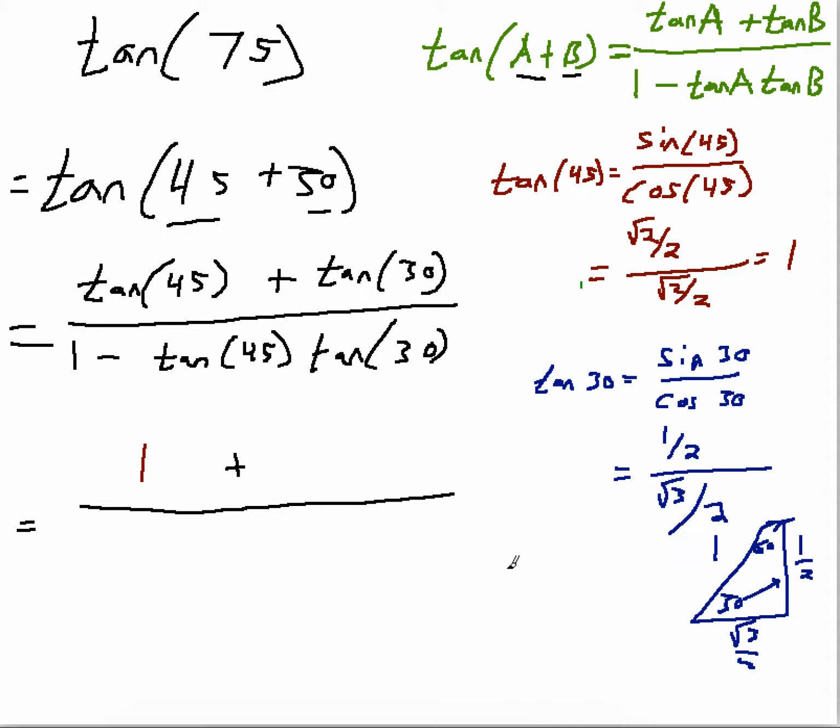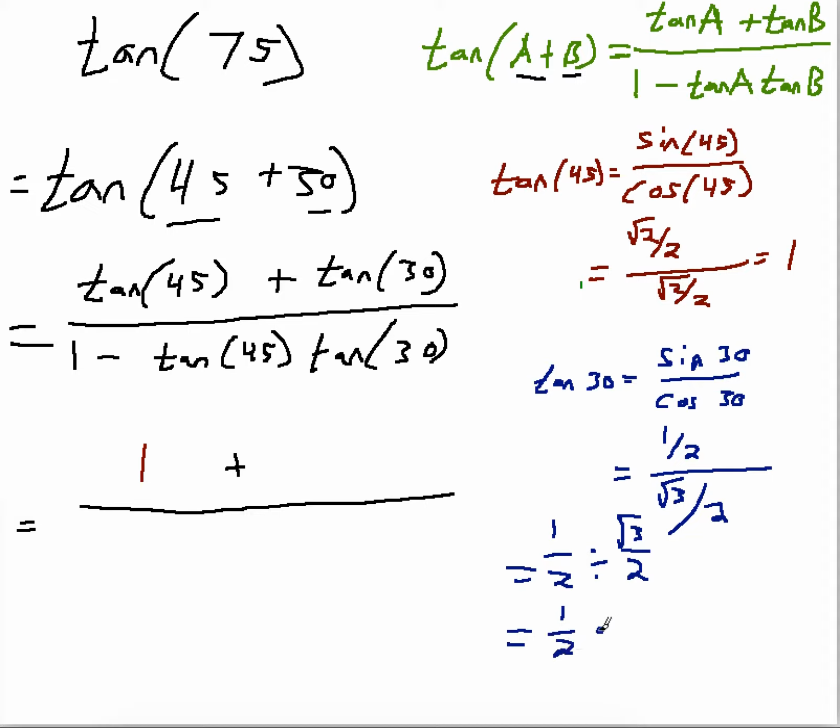Okay, but we can simplify that even further, because if you divide two fractions, I'm just rewriting this. It's the same thing as saying 1/2 divided by square root of 3 over 2. And if you divide two fractions, you can solve by flipping and multiplying. So 1/2 times 2 over square root of 3, the 2's cross cancel, and it leaves you with 1 over square root of 3.